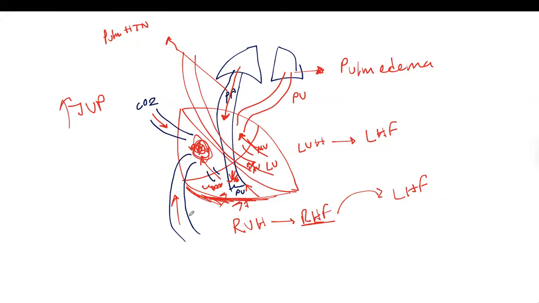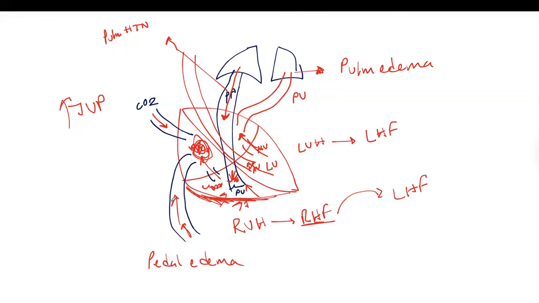Due to the inferior vena cava getting overloaded, we know that the inferior vena cava takes blood from the lower leg. Now, the inferior vena cava is not able to do it because it's also overloaded. So then you get pedal edema. So you get swelling in the foot and ankle.